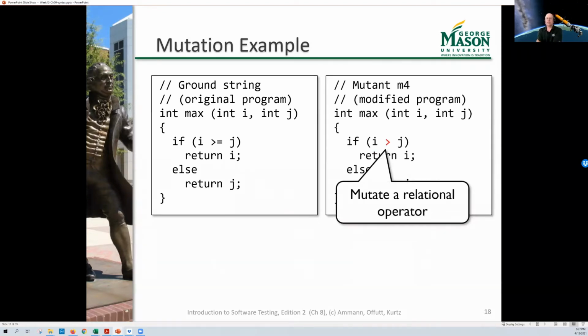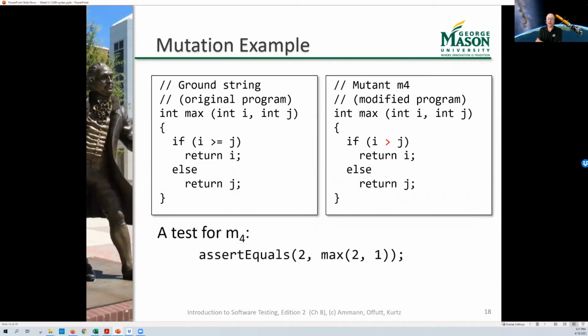Let's take another one. Let's mutate this relational operator again. We're going to change it from I is greater than or equal to j to I is greater than j. Can I kill this mutant? Any thoughts? I'll go out on a limb and say no. No. I think it will return always correctly. Because if they're equal, it doesn't really matter which one you return. Yeah, okay, you've exactly got it.